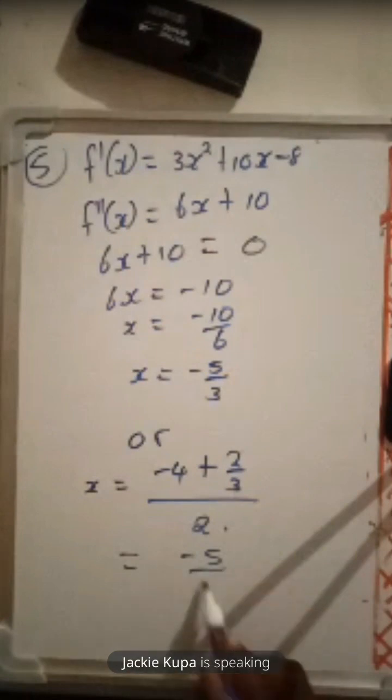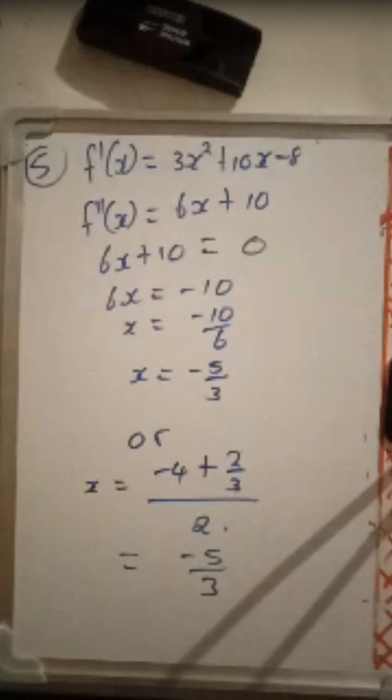Look at me today, I'm somehow making mistakes. Okay, negative 5 over 3. That is what I actually get here, but I don't know where I wrote 2. Maybe I was looking at this 2. Okay, it's fine. Let's move on to number 6.